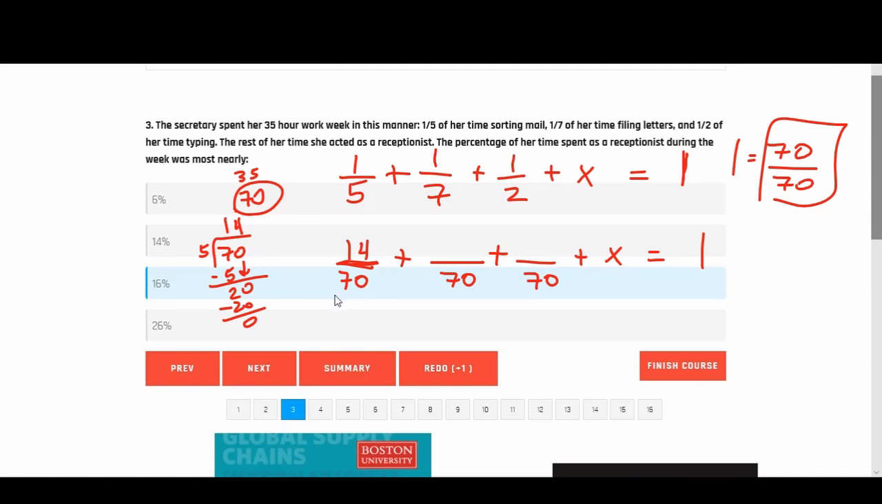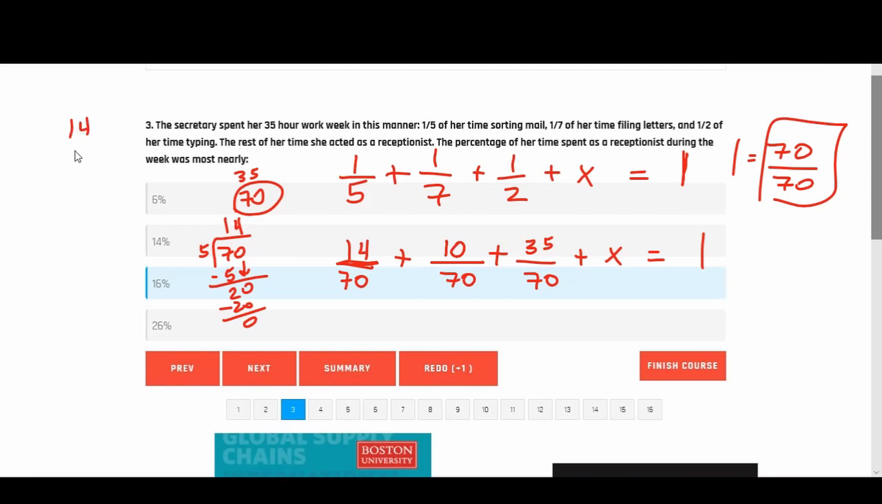Okay? 7 goes into 70 10 times, so 10 times 1 is just 10. And 2 goes into 70 35 times. 35 times 1 is 35. Okay? So now we have to add all these together.